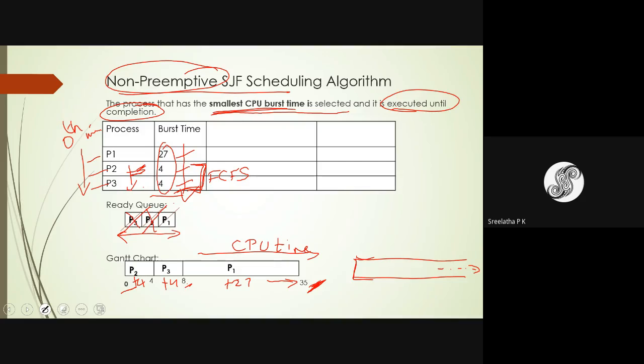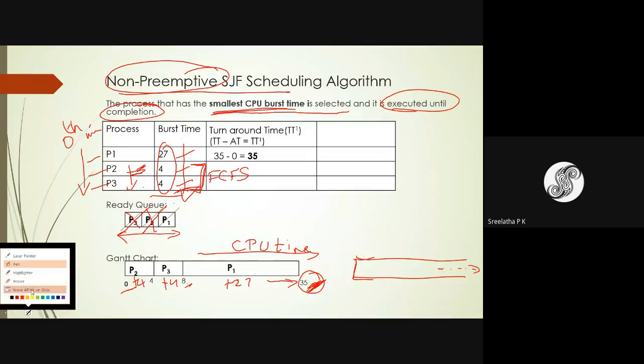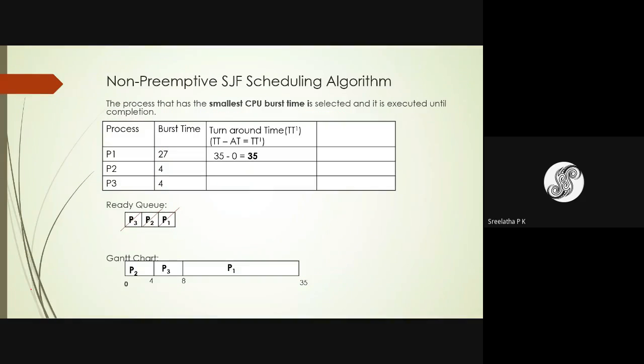Okay, so next find the turnaround time. As I told, turnaround time is the completion time seen in the Gantt chart minus arrival time. Okay, so P1 completes at 35 minus arrival time. Arrival time is 0 for all these processes given in this problem. Okay, so arrival time is 0 and the turnaround time is 35 for P1.